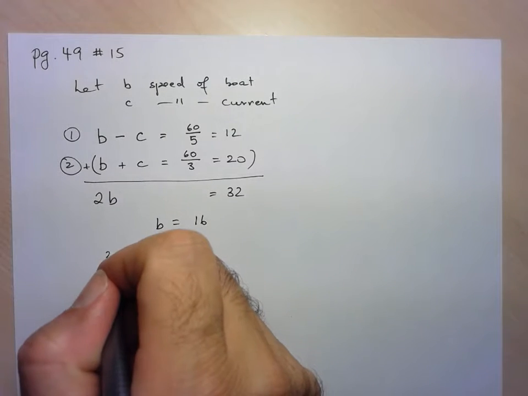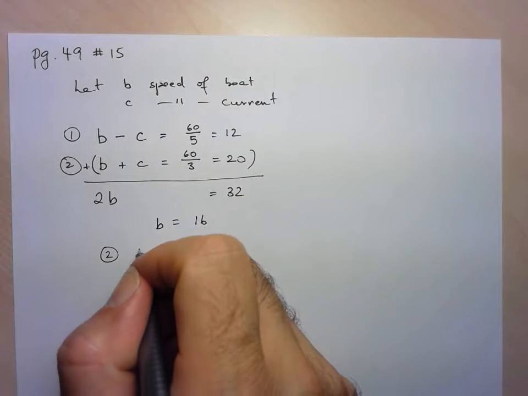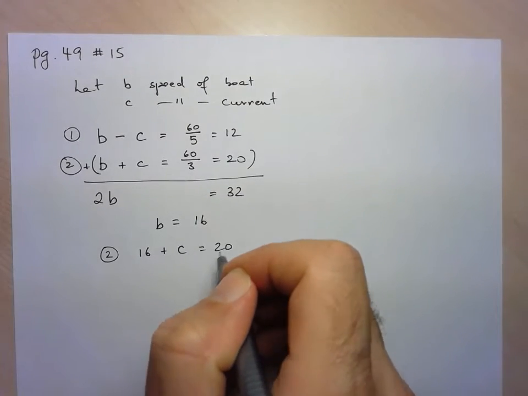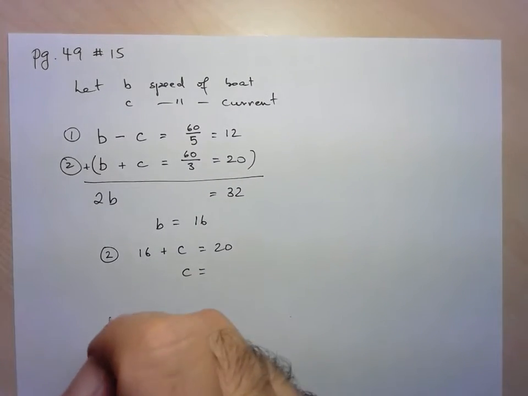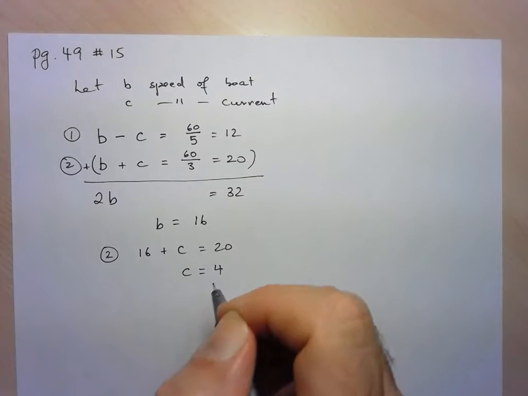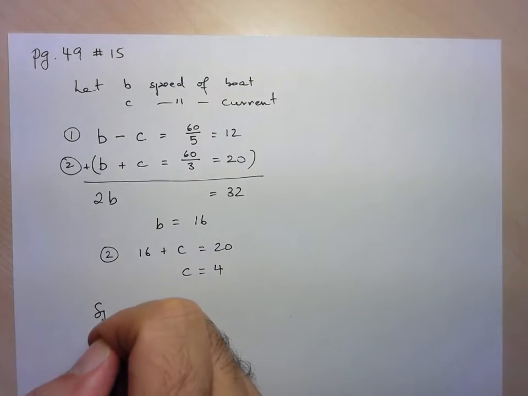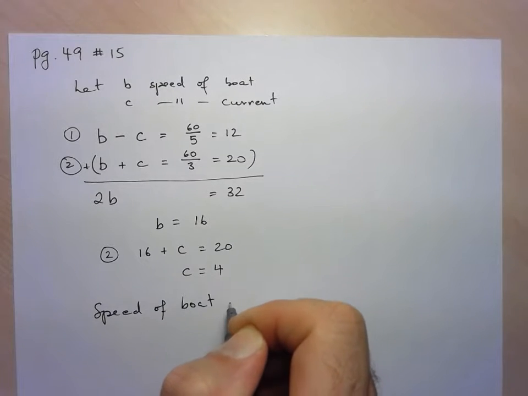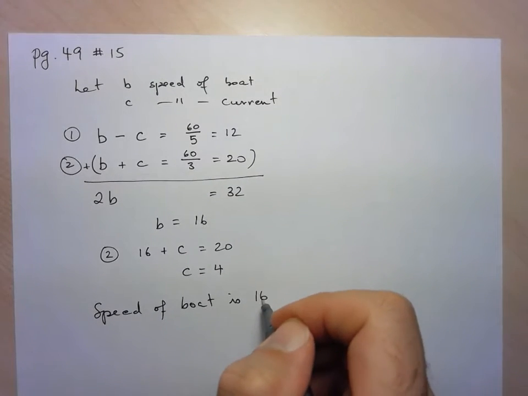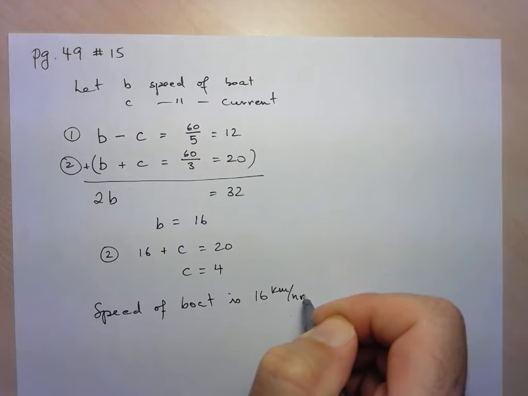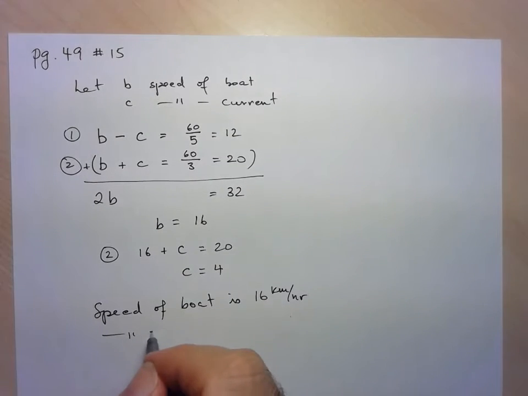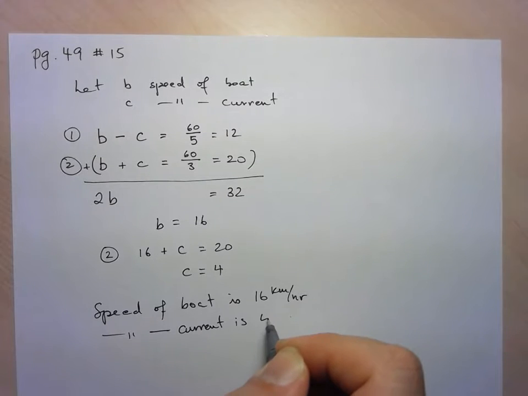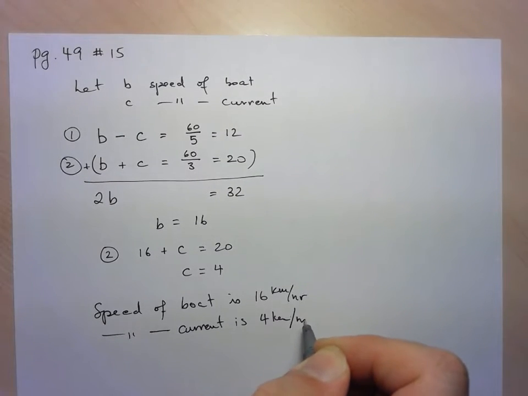And then I'll stick that into equation 2. So b, which is 16, plus the speed of the current c is equal to 20. So c is equal to 20 minus 16, which is just 4. Okay, so we have the speed of the boat is 16 kilometers per hour, and the speed of the current is 4 kilometers per hour.